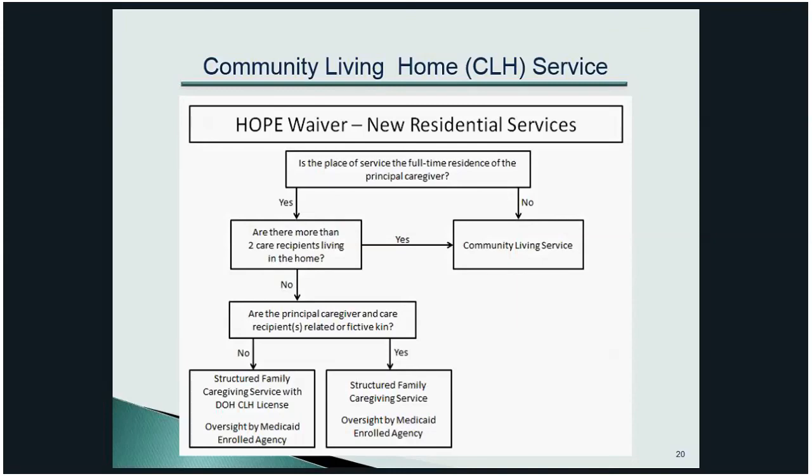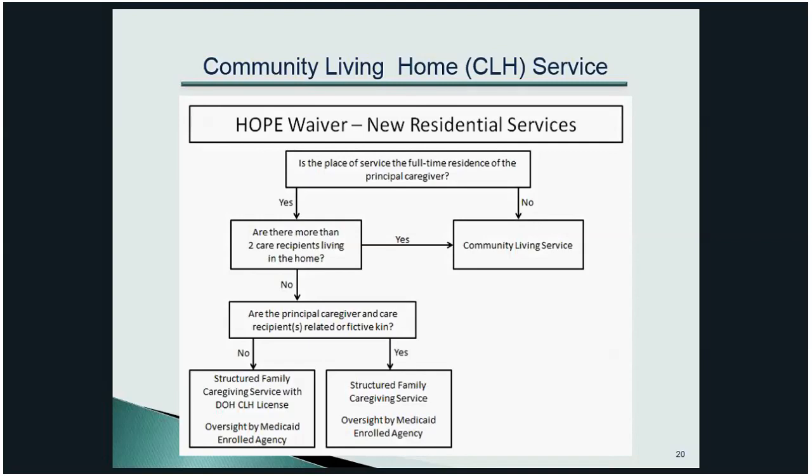So as you can see at the top, the very first question we need to ask is the place of service, the setting itself: is it the full-time residence of the principal caregiver? If it is not, it automatically becomes a community living service. If it is, then we need to ask, are there more than 2 care recipients living in the home? If more than 2 people are receiving a service through LTSS, then it automatically again becomes a community living service, because there's a maximum of 2 people that can be receiving structured family caregiving in any one setting.